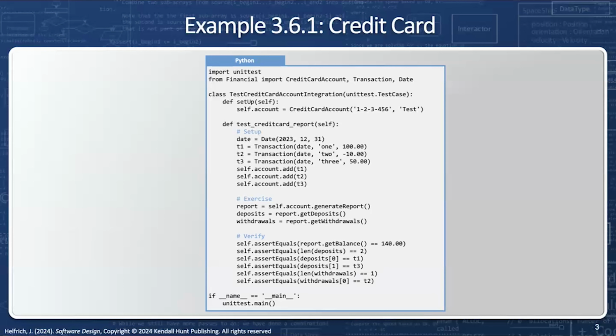So I'm going to assert that my get balance is 140. I'm going to say there are 2 deposits. The deposits are T1 and T2. And I'm going to say there's exactly 1 withdrawal, and that withdrawal is T2.